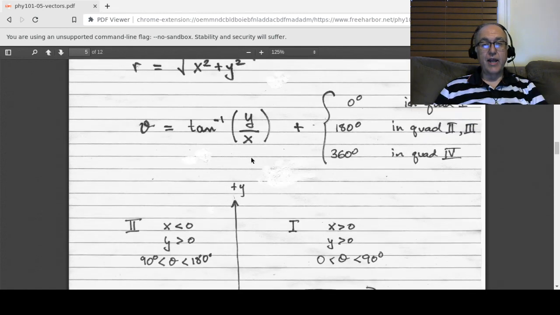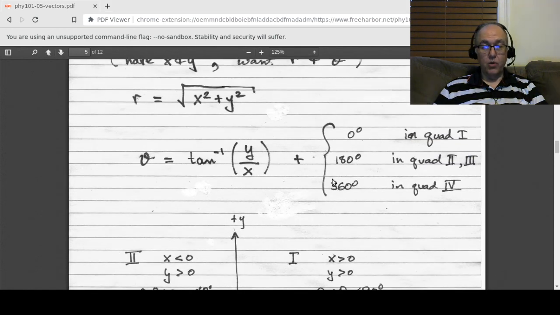Okay, so first identify which quadrant you're in. If you identify you're in quadrant 3, then what you're going to do is calculate the inverse tangent of y divided by x, but then you're going to add 180 degrees, and that's your answer. Okay, it isn't that bad. You'll get used to it, and there it is.